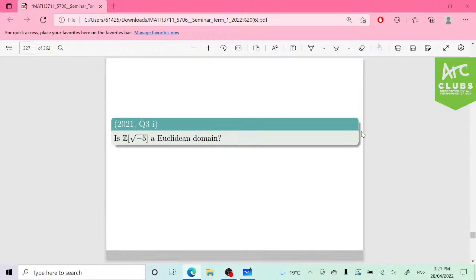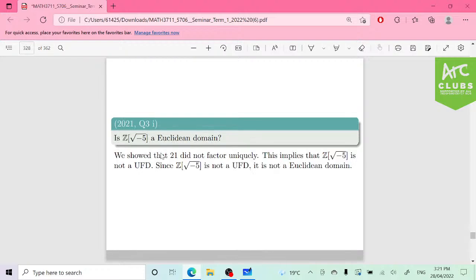So we're going to talk about this example. Is this a Euclidean domain? Well, we've basically already clarified that this is not even a unique factorization domain, because we can factor 21 into two different products of irreducible elements. And therefore, this is not even a unique factorization domain, and as a result, it can't be a Euclidean domain.